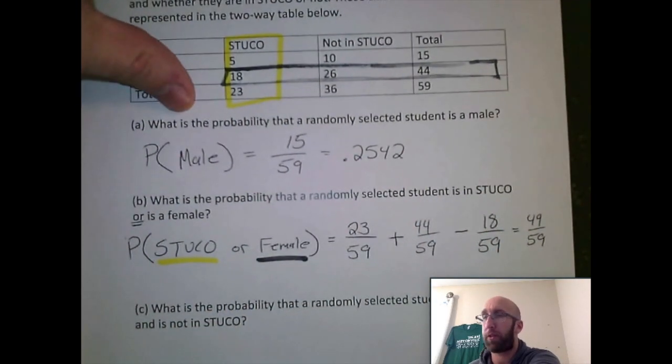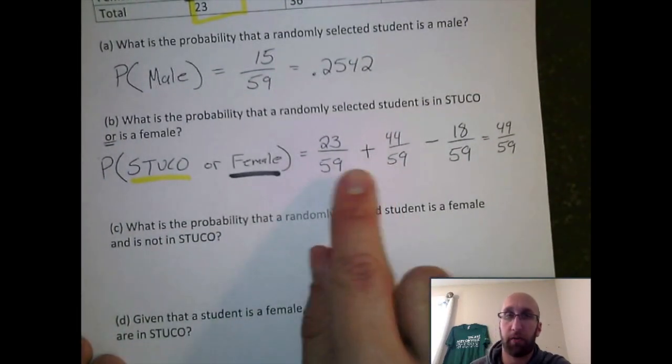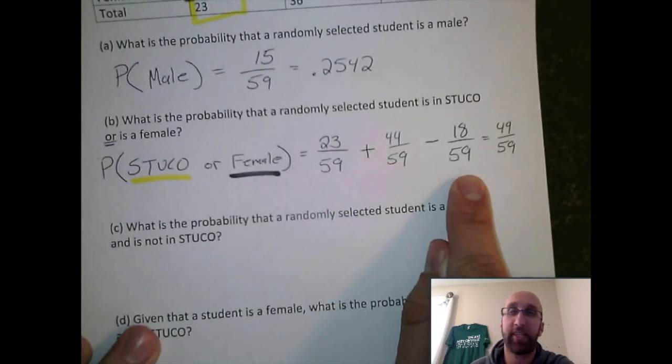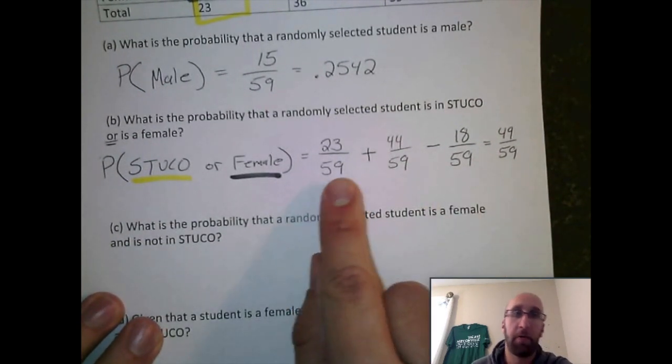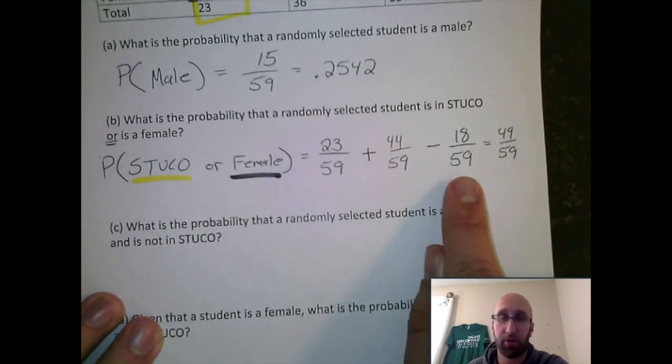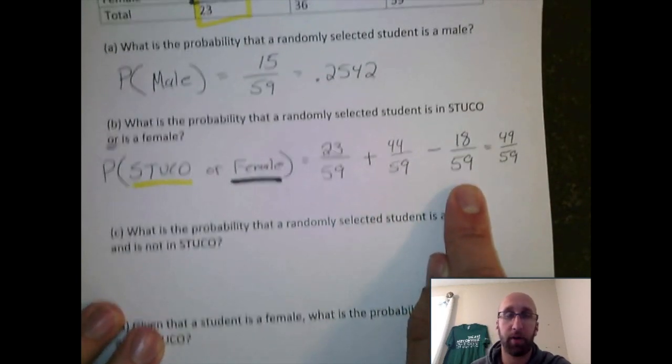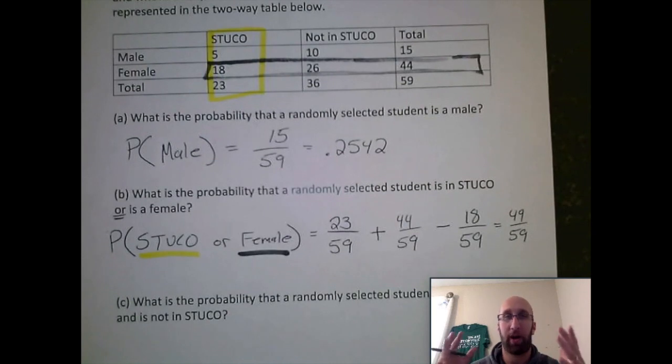And if you're one of the folks that loves formulas and loves going that route, essentially what I did here is follow along with the formula, but with no reference to it, okay? This is the probability of Stuco, this is the probability of female, and I subtracted off the probability of Stuco and female. I went the formula route where you're logically working through these problems.